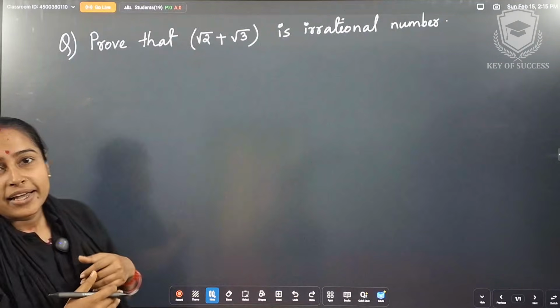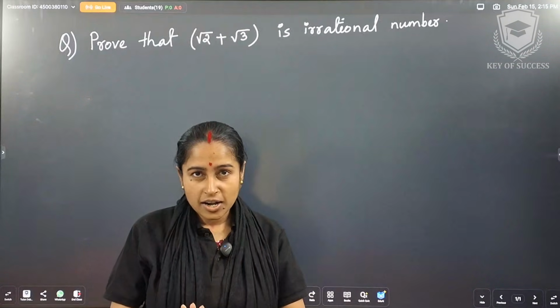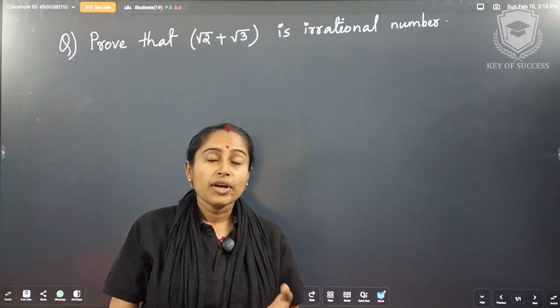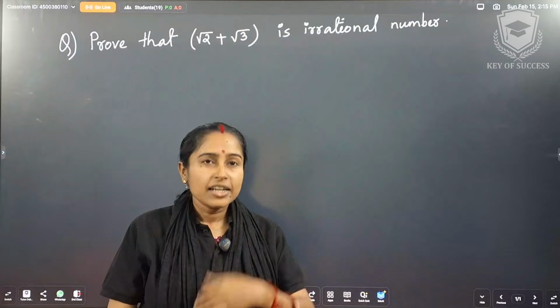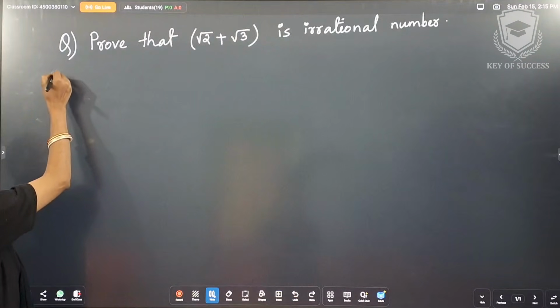Now the process: we will apply a similar process as we used to prove that root 2 is an irrational number. So we have to take it as a rational number. Let us assume that. Now the same process we will apply here. So, proof.